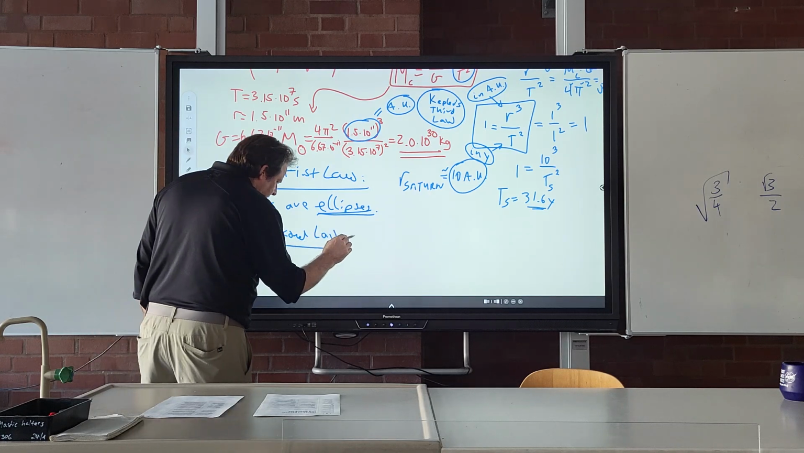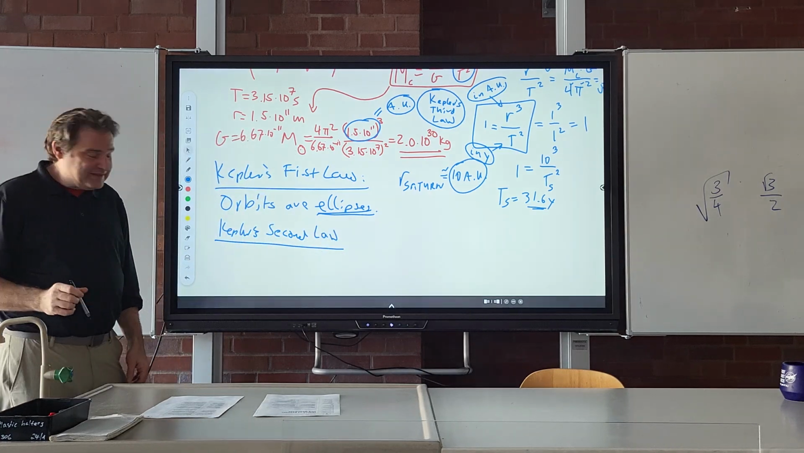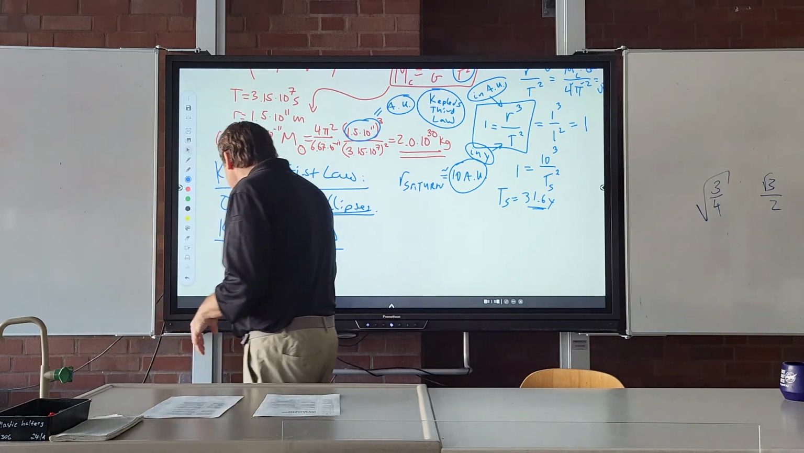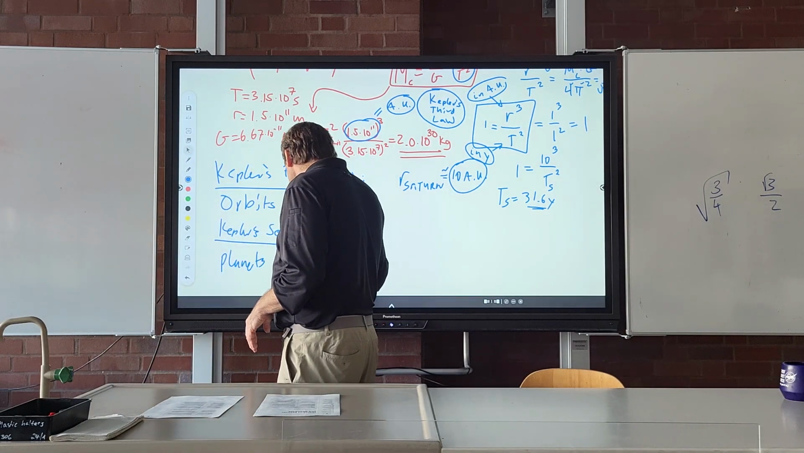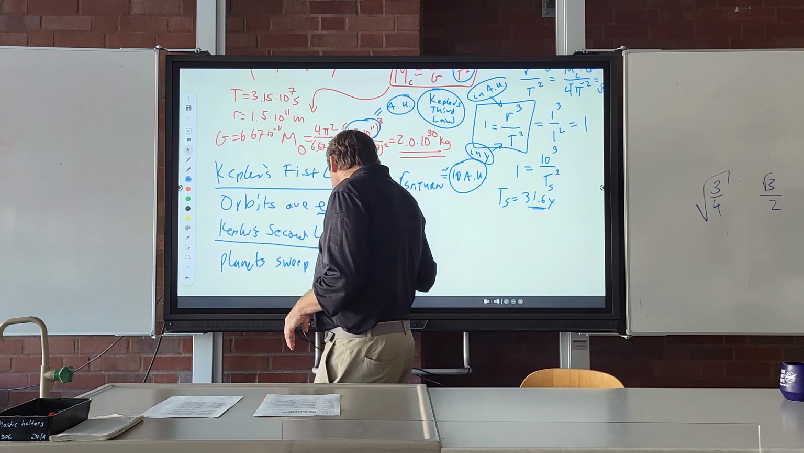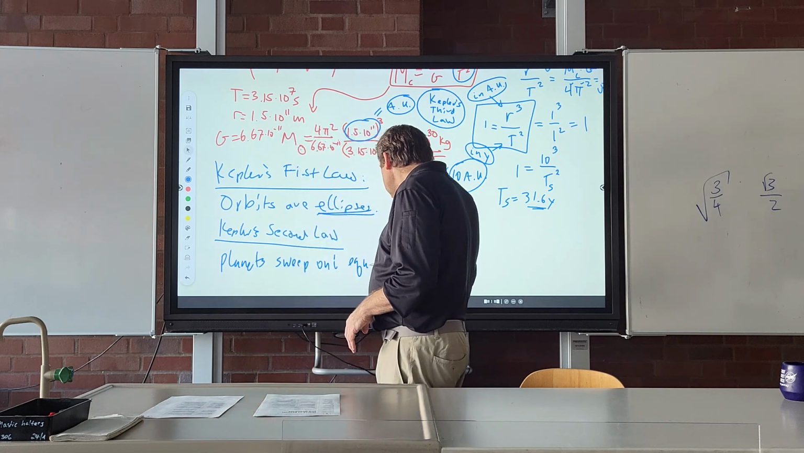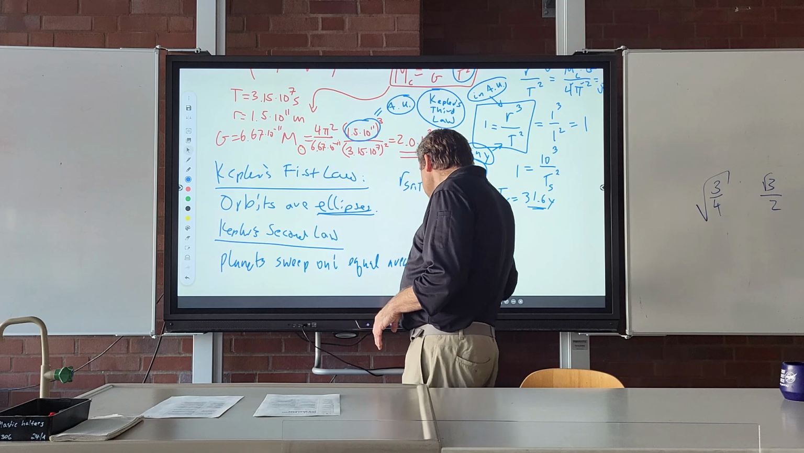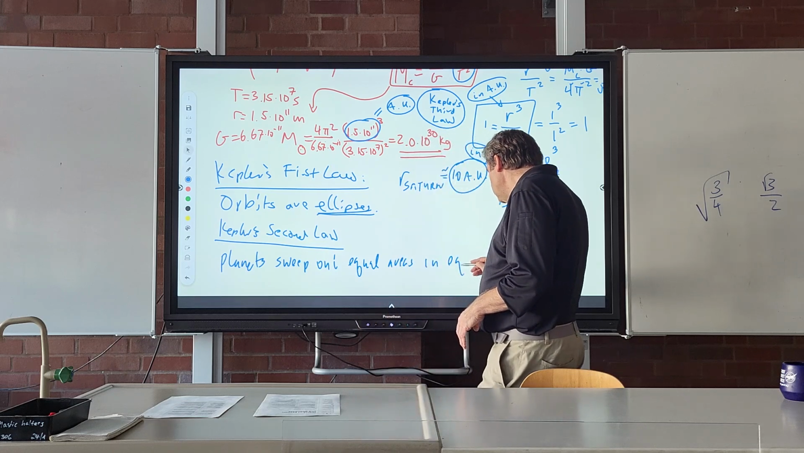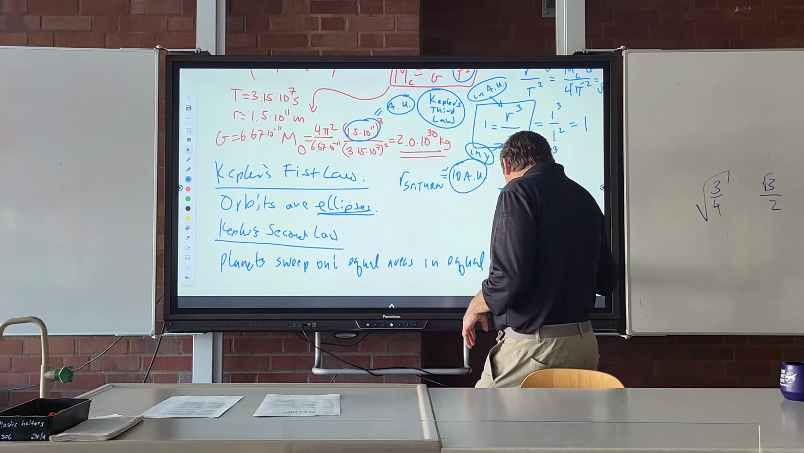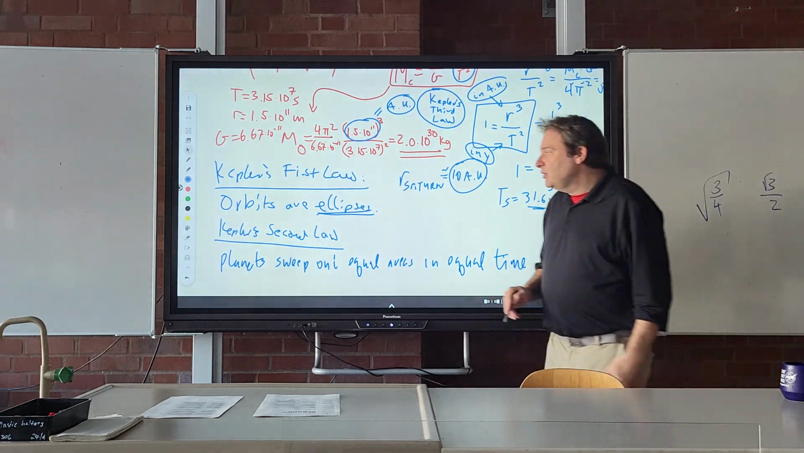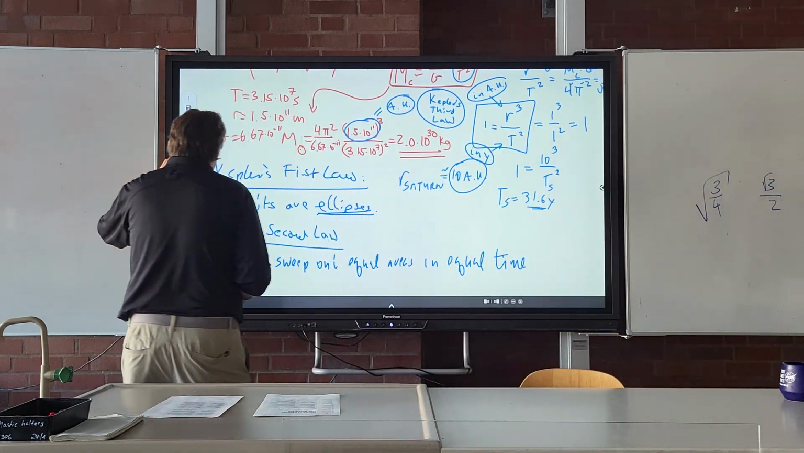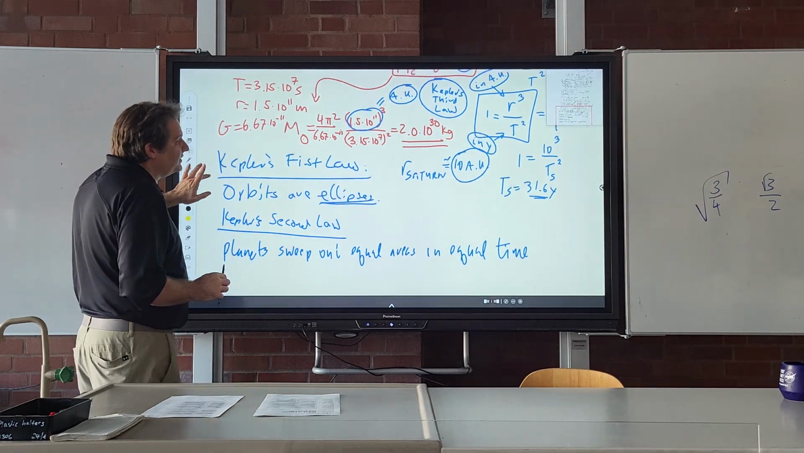And Kepler's second law says, and this is a little bit complicated, planets sweep out equal areas in equal time. And let's make sense of those two statements together. We can make good sense of these two statements together if we think about an elliptical orbit.